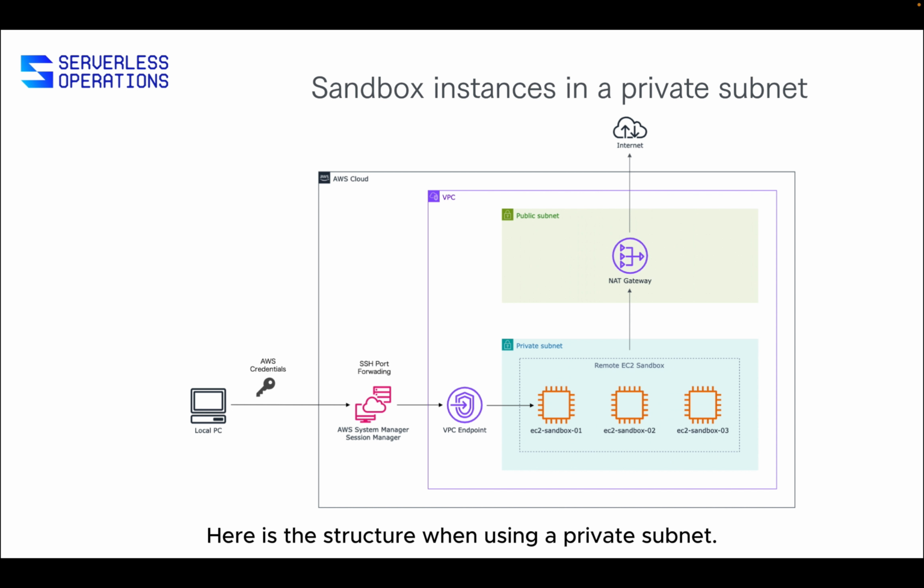Here is the structure when using a private subnet. Developers need to create a tunnel to connect to the EC2 by using a VPC endpoint and AWS System Manager. NAT gateway is required to access AWS services outside the VPC, such as S3, DynamoDB, or SQS, etc.